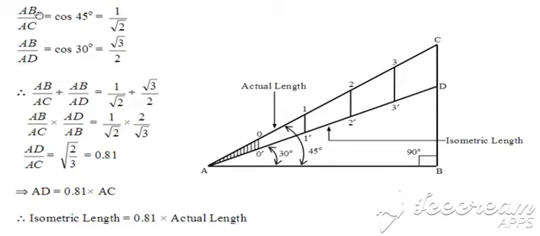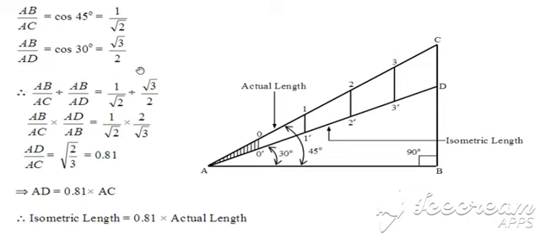Mathematically, if we take the ratio of AB by AC, that is AB by this true length, it will be equal to cos 45, that is 1 by root 2. And if we take the ratio of AB by AD, that is this horizontal line and this isometric length, we will get cos 30, that is equal to root 3 by 2. If we divide these two values, that is AB by AC divided by AB by AD, AB will get cancelled and you will get AD by AC on the left hand side.